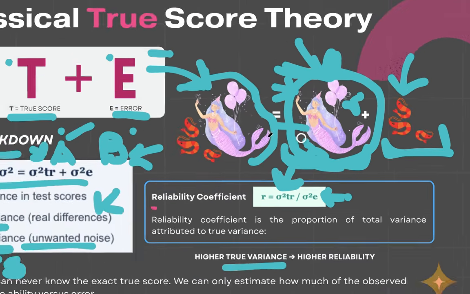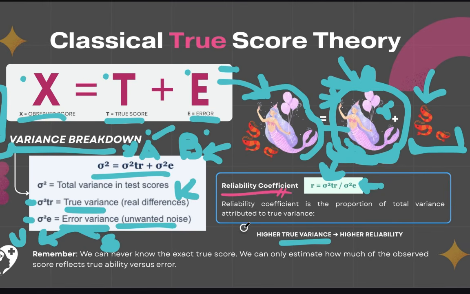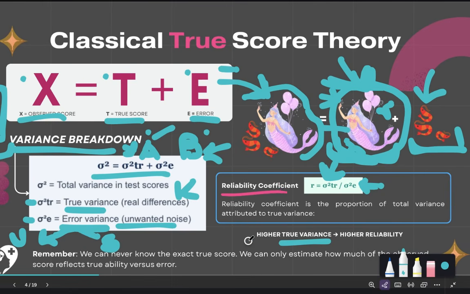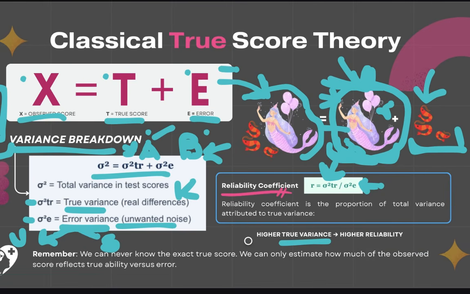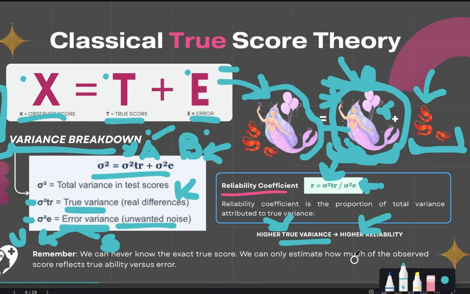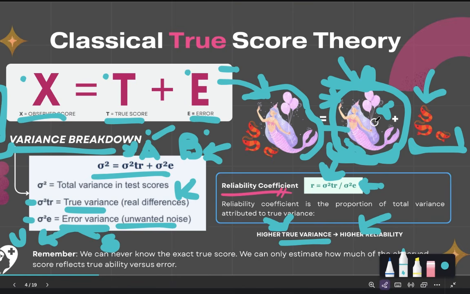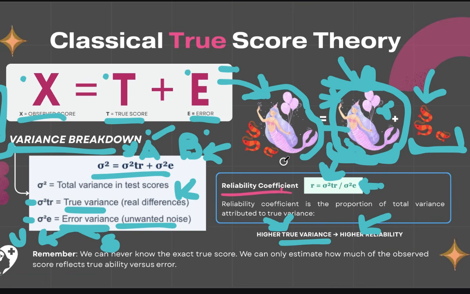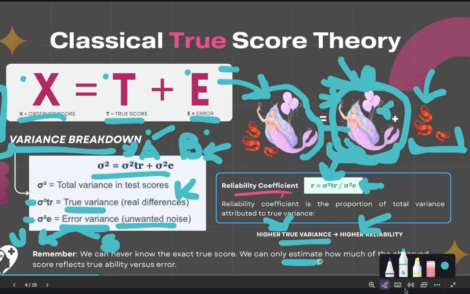Reliability coefficient then is simply the proportion of total variance that is the true variance. Okay, so again, the more high or the bigger your true variance is, the higher your reliability coefficient is. Before we move on to the next slide, I want you to remember that we can never know the exact true score. We just can't. Okay, we can only estimate how much of the observed score reflects true ability versus the error.